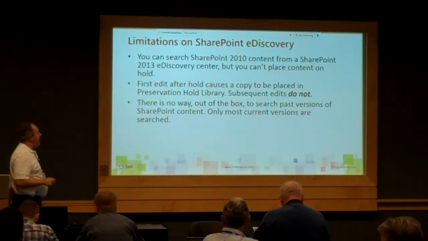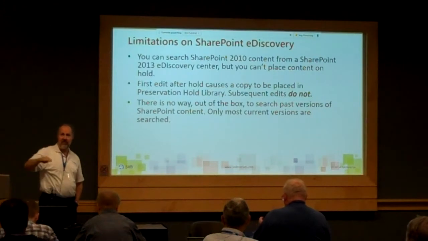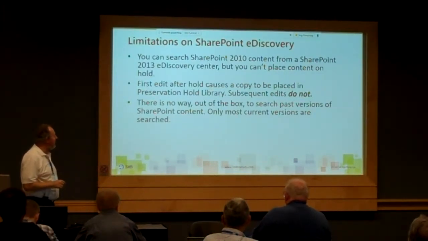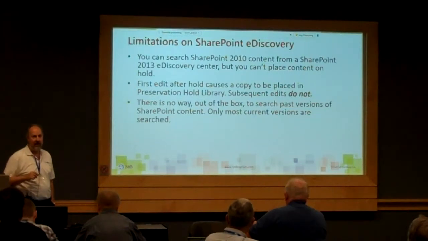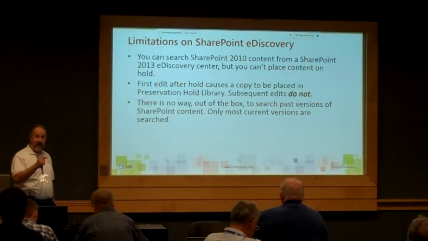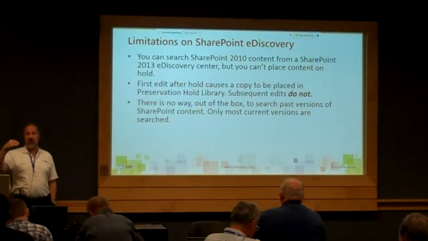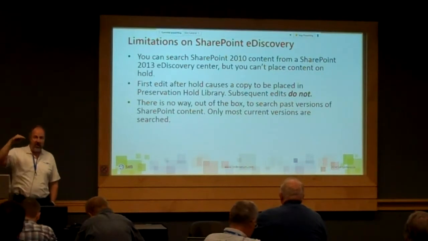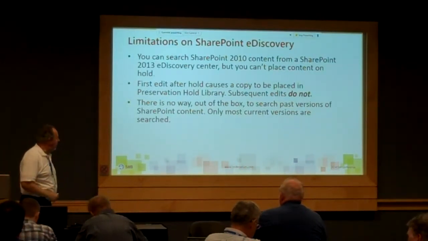The other thing is that if you have a document library set up to retain versions of documents as they are edited, out of the box, SharePoint does not search those past versions. It only searches the most current version of each document. If it finds a hit, and you go to export it, you can choose to export all the previous versions along with it, but it won't search the previous versions when you set up the search in the first place.